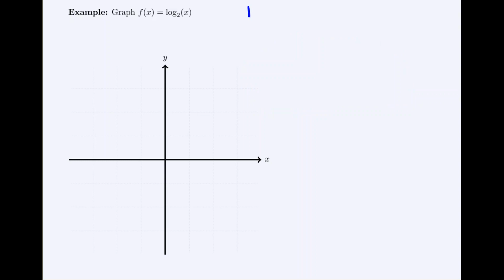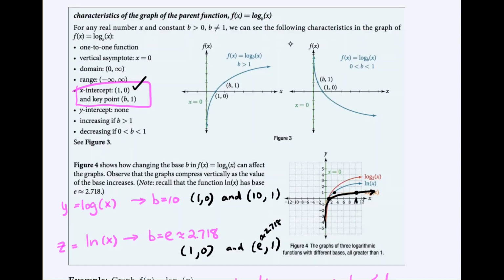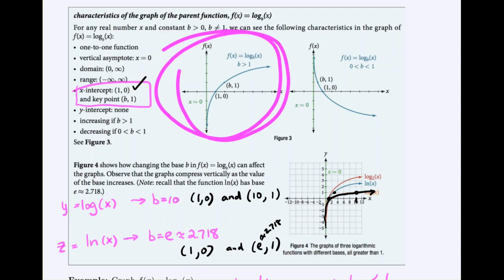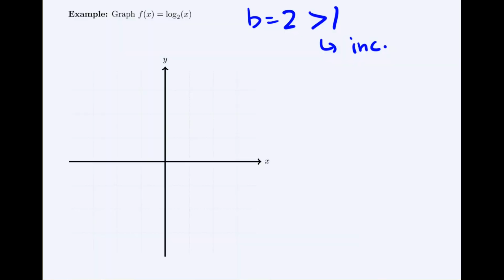Now the base is 2, which is greater than 1, so I know my function's going to be increasing. Specifically, I know that the function would look something like this, an increasing logarithm. Now we've got two key points. We know we always have the point (1, 0) for logarithms, and then next we have the point (base, 1). The base here is 2. So this would be (2, 1). We can plot these points.